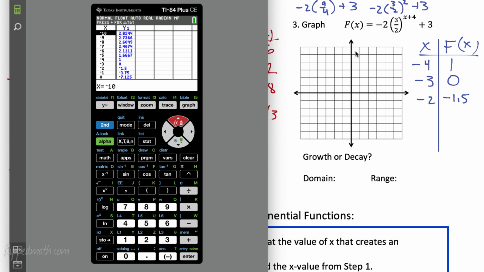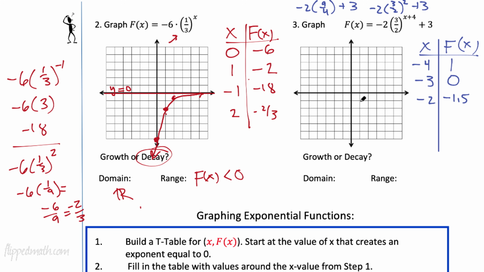Just make sure that when we plot our graph, we're plotting actual points. We're not just drawing a line on there. I know some of you students that would do that. Okay, so negative 4, 1. Negative 3, 0. Negative 2, 1.5. So we get a graph that looks like this. Now, notice that plus 3. That took our asymptote, which is normally grounded at y equals 0. It moved it up 3.